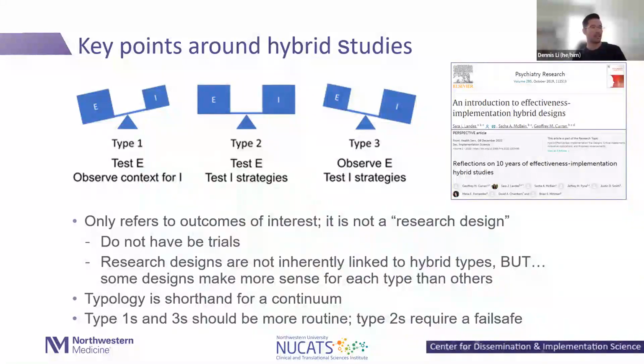And the last thought to mention is that these authors really think that type 1s and type 3s should be much more routine. These should be very commonplace because we want to speed up the pace of research. And type 2s do require a fail-safe, meaning that because you're testing both at the same time, if the implementation fails, you don't want to jeopardize your effectiveness outcome as well, the effectiveness half of your study.